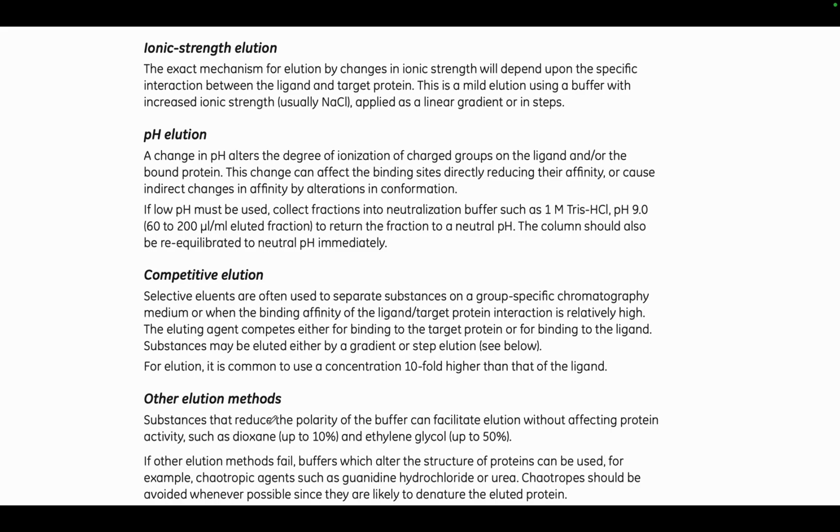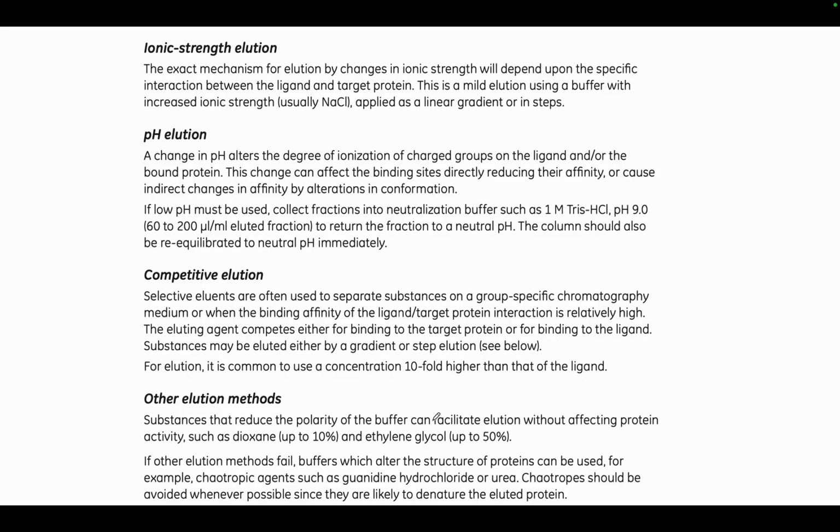Now, other elution methods, these are not commonly used, but it's good to keep in mind that we can have substances that reduce the polarity of the buffer. These can help elution without affecting the protein activity. So we can add some samples such as dioxane and ethylene glycol.